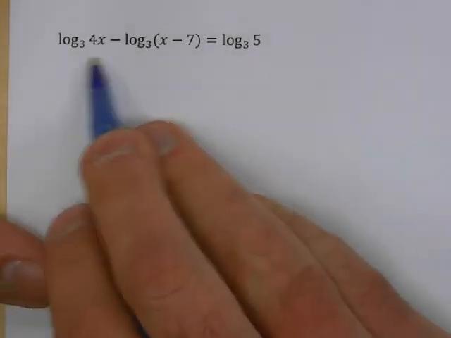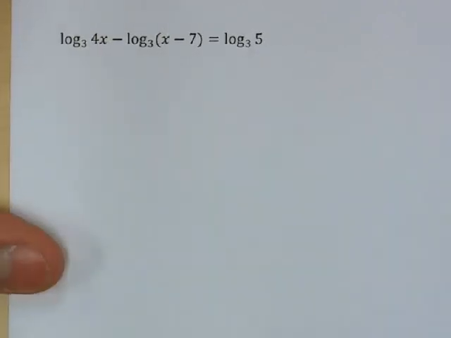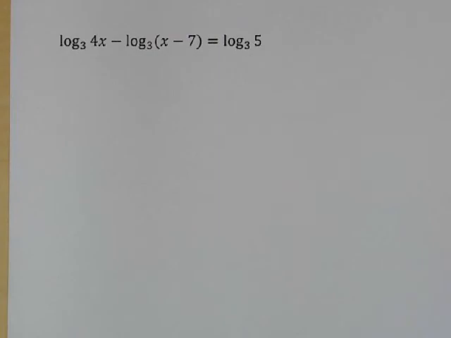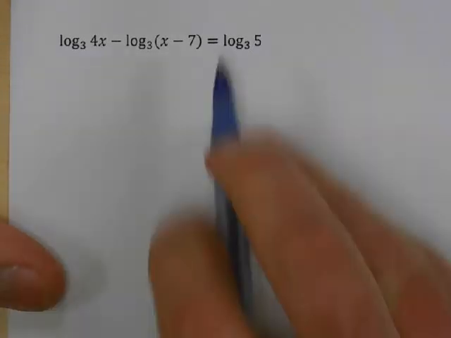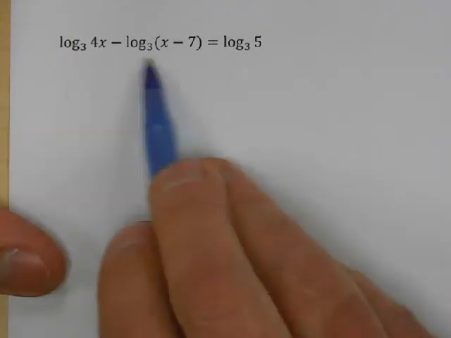Now we got the log of 4x base 3 minus the log of x minus 7 base 3 equals log of 5 base 3. Okay, so I got logs on both sides of the equation, so we want to get it down to one log on each side of our equation, and then we can ignore the log base 3 part. There's no numbers in front, so that's good. I don't have to worry about my exponent rule. I just want to combine these two logs.